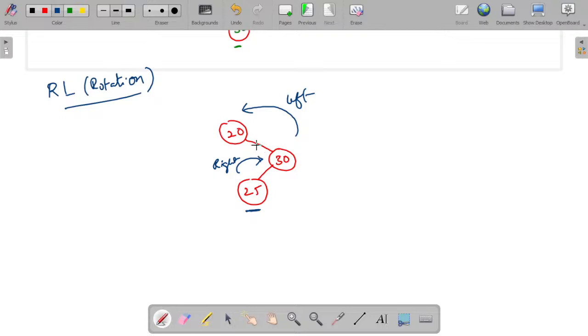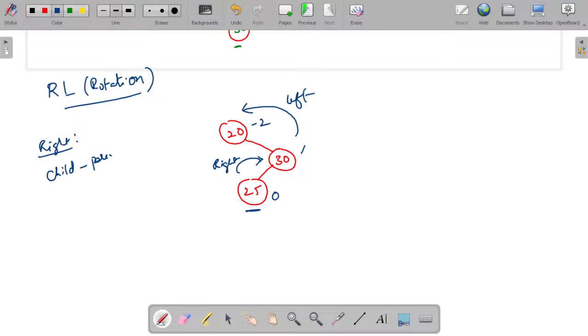Okay, so here if you see, after we insert 25, the balance factors are 0 for the leaf node, 1 for 30, and minus 2 for 20. Since the balance factor for this node is not in the valid range, we have to perform right left rotation. Always remember, in right left rotation the first rotation, which is a right rotation, is performed between the child node and parent node.